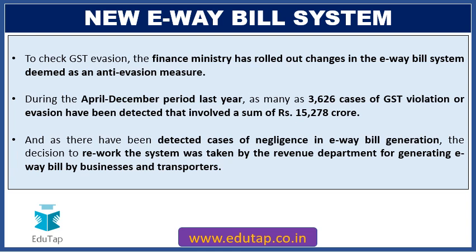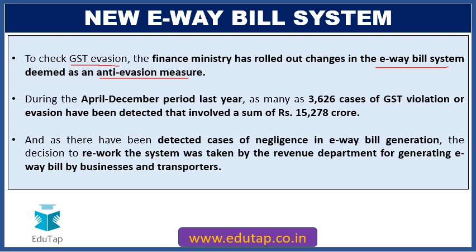Now the background of this system lies in the fact that the government has to check GST evasion. The government is concerned about the evasion of all taxes, and particularly with regard to the newly introduced goods and services tax regime, the government is very particular that there should be no revenue leakage. So in order to curb the possible revenue leakage, the government has introduced certain changes in the EWay bill system, which again is related to GST and is an important anti-tax evasion measure.